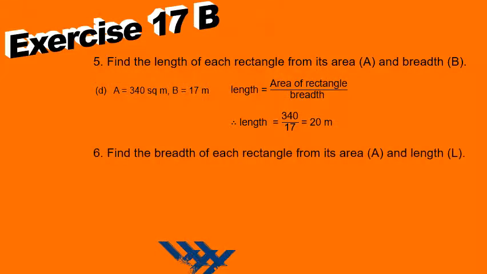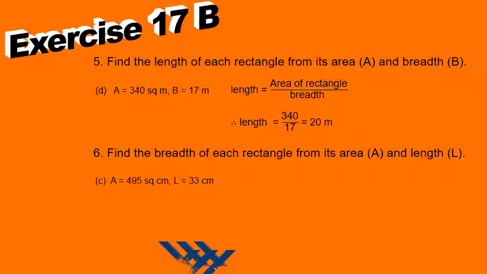Now let's come to the sixth question. Find the breadth of each rectangle from its area and length. Now children, here in this question, the area of the rectangle is given and the length of the rectangle is given, and we have to find out the breadth of the rectangle. So how we will find out? Let's see. First, we will do the C part of this question.